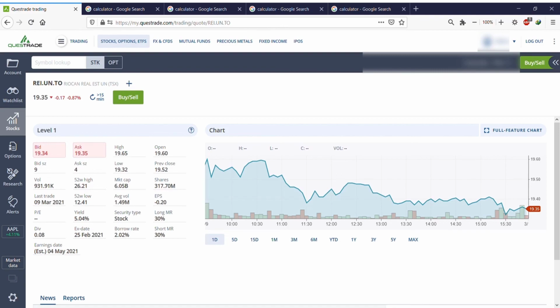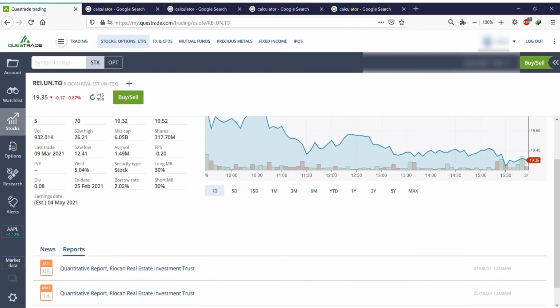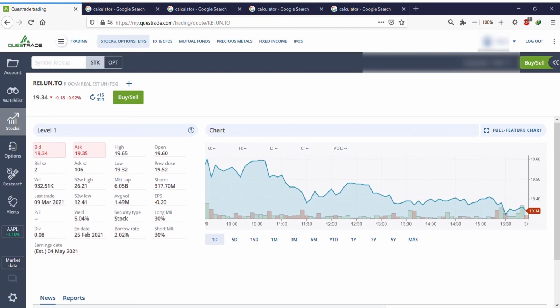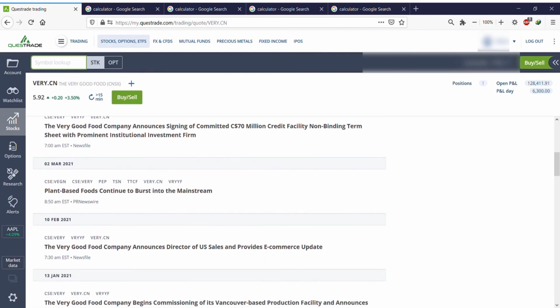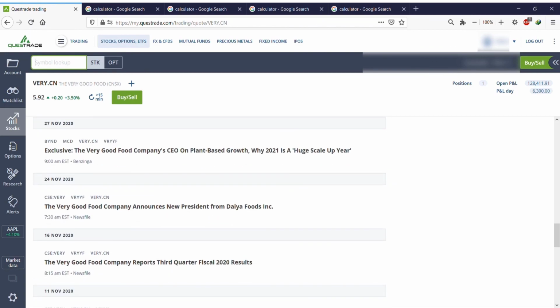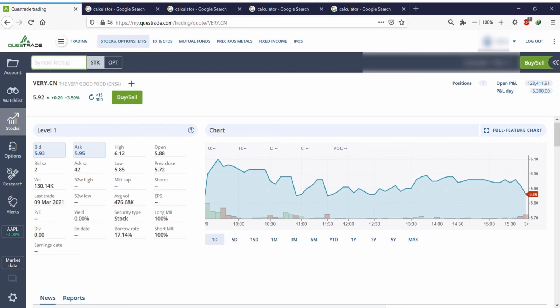Oh, and by the way, in this section, if you scroll down, it shows the news and the reports of each company. So for example, let's go to veri.cn. Whatever report or news there is for veri.cn, you can see that underneath the chart, and the reports as well. If you click on your name, it shows profile settings, feedback, accessibility, help.